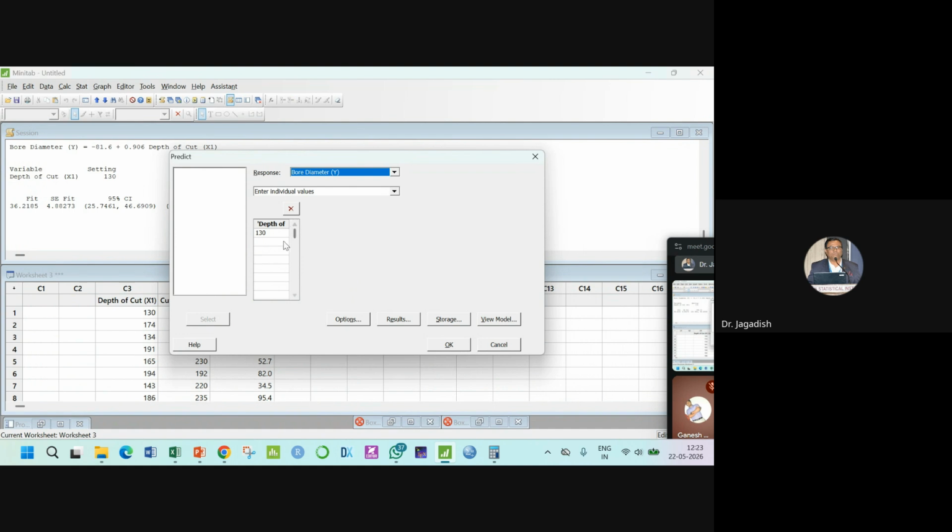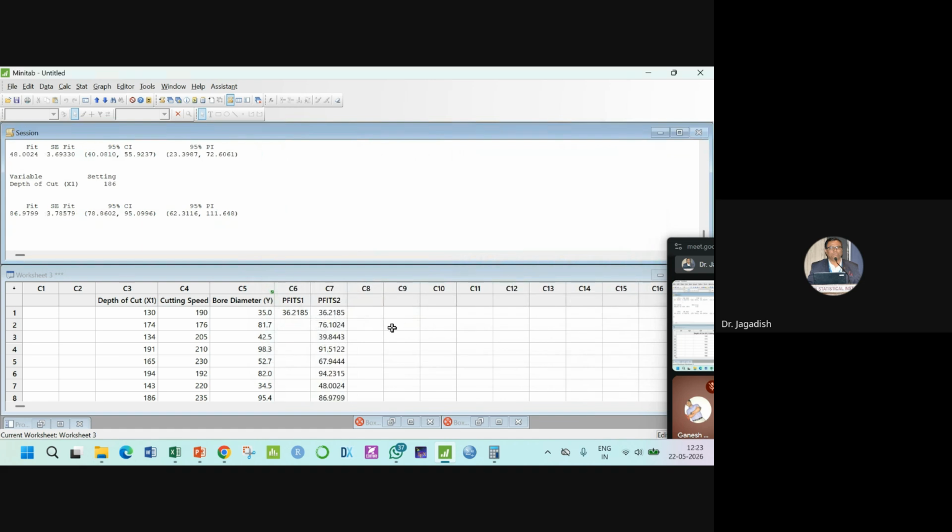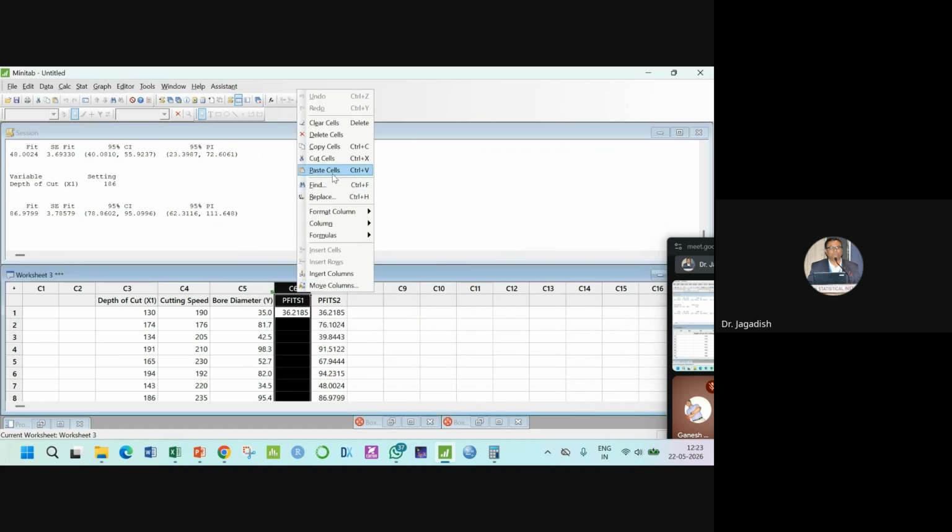Okay, so predict. Suppose I want 174, what is the value? For 134, what is the value? For 191, what is the value? And 165. Let me take a few values, then I'll compare. 194 as it is I'm taking. Okay, 143, I'm not changing anything, and 186. Okay, we can give the value 186 and say okay. So these are the values which I got.